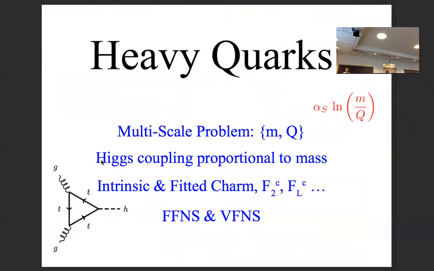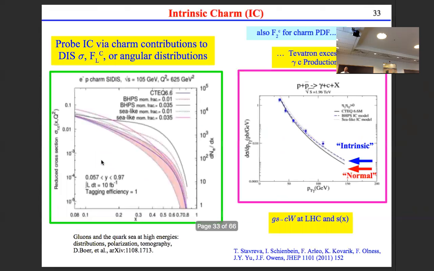Very briefly on heavy quarks, moving from strange to things a little bit heavier. There are lots of potential issues that come in here, and they're interesting because you've got a multi-scale problem. You've got a mass. So whether you're talking about the charm or the bottom, you've got a new mass that gives you new logs to deal with, and the Higgs coupling is proportional to mass, so that comes in there. And there are many issues. Let me just talk about one.